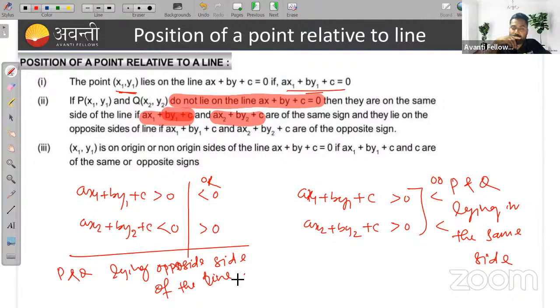Yes or no? And the third condition is whether (x1, y1) is on the origin side or the non-origin side of the line, depending on whether this and c have the same or opposite sign. If they give you the same sign, then the point is on the origin side. If they give you opposite signs, then you can say the point is on the non-origin side. This is the concept behind position of a point with respect to the line. So let's move.